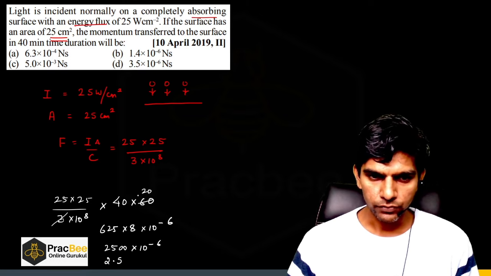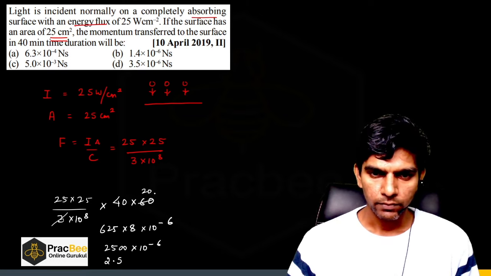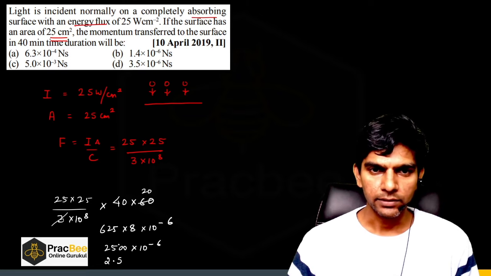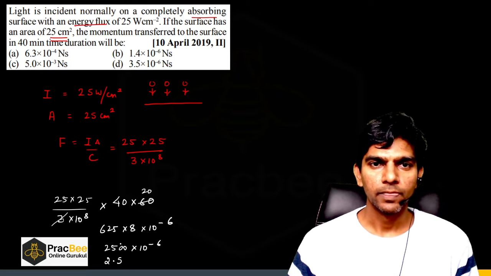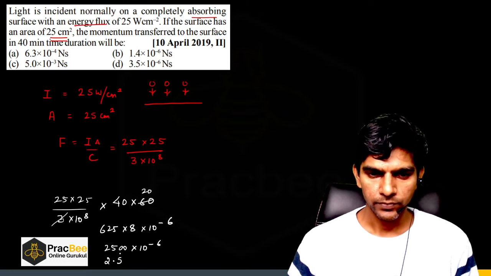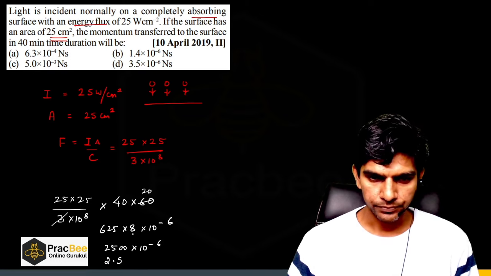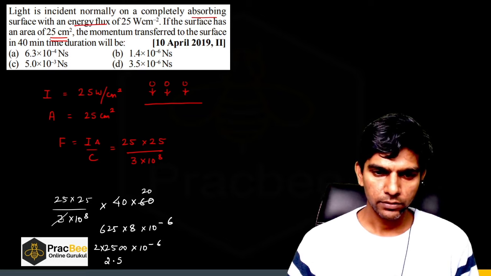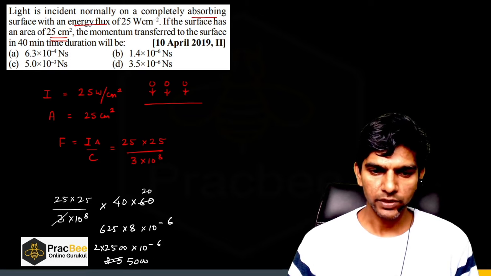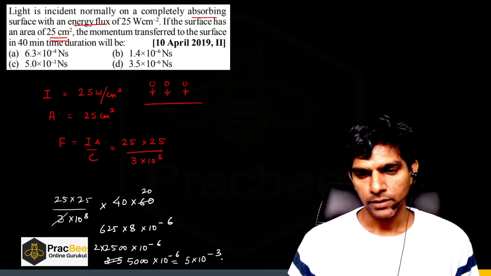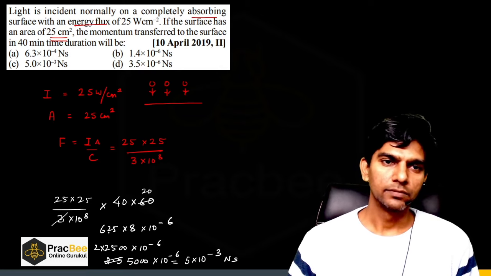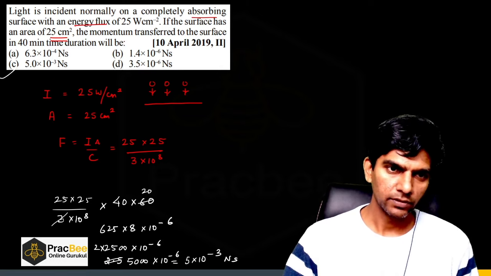Okay, let me again check. 4, 625, 20. So 625 times 8 times 10 raised to power minus 6. Okay. And anything else that we have missed in this question? 40 minutes. Oh, sorry. It is 5,000 times 10 raised to power minus 6. So it comes out to be 5 into 10 raised to power minus 3 Newton second. So option C is the right answer.